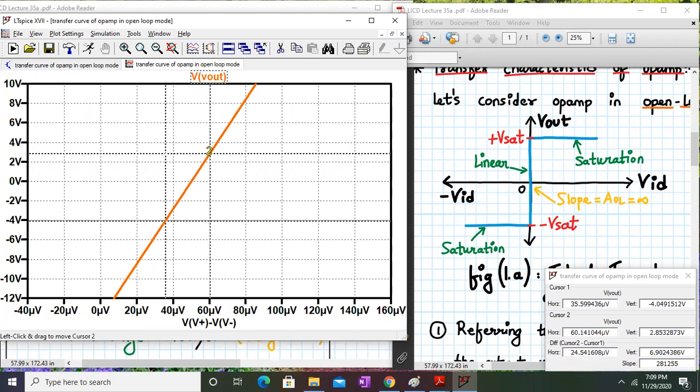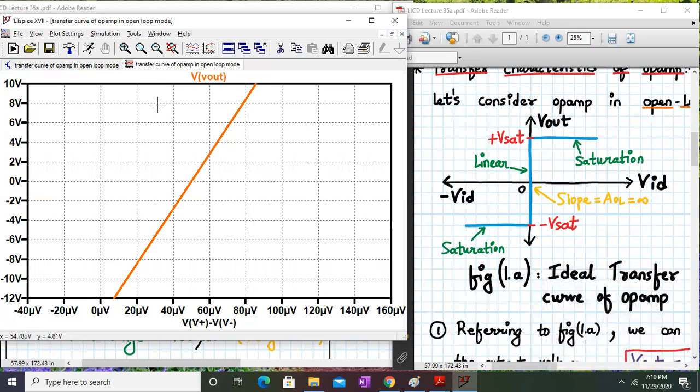Now we can do x2 minus x1 and y2 minus y1 and calculate the slope. So we have the two coordinates over here. Let's check that value: V out upon VID. The difference between the V out is actually minus of that. So we can calculate easily: 6.9024 divided by 24.541 microvolt.